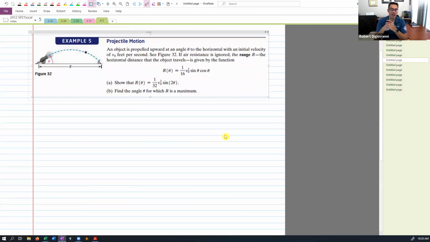All right, projectile motion. This is a word problem. An object is propelled upward at an angle theta to the horizontal with an initial velocity of v sub 0 feet per second. See figure 32. So you've got this cannon. We're going to launch this projectile through the air, and it has an angle of theta. And it tells us the velocity it comes out of the cannon with. Well, it's not given, it's a variable. It's v sub 0 feet per second.